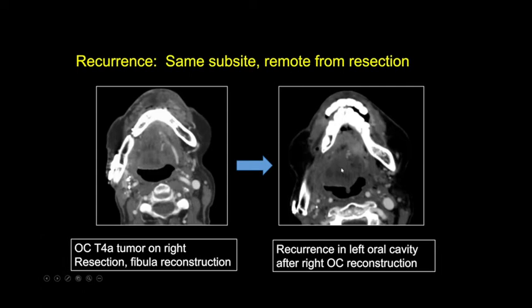But look what we see several months later. We see a robustly enhancing mass in the left anterolateral oral cavity, probably even crossing to the other side. So although the initial tumor was on the right, because these patients have such advanced disease, you have to anticipate they might have recurrences remote from that initial tumor.